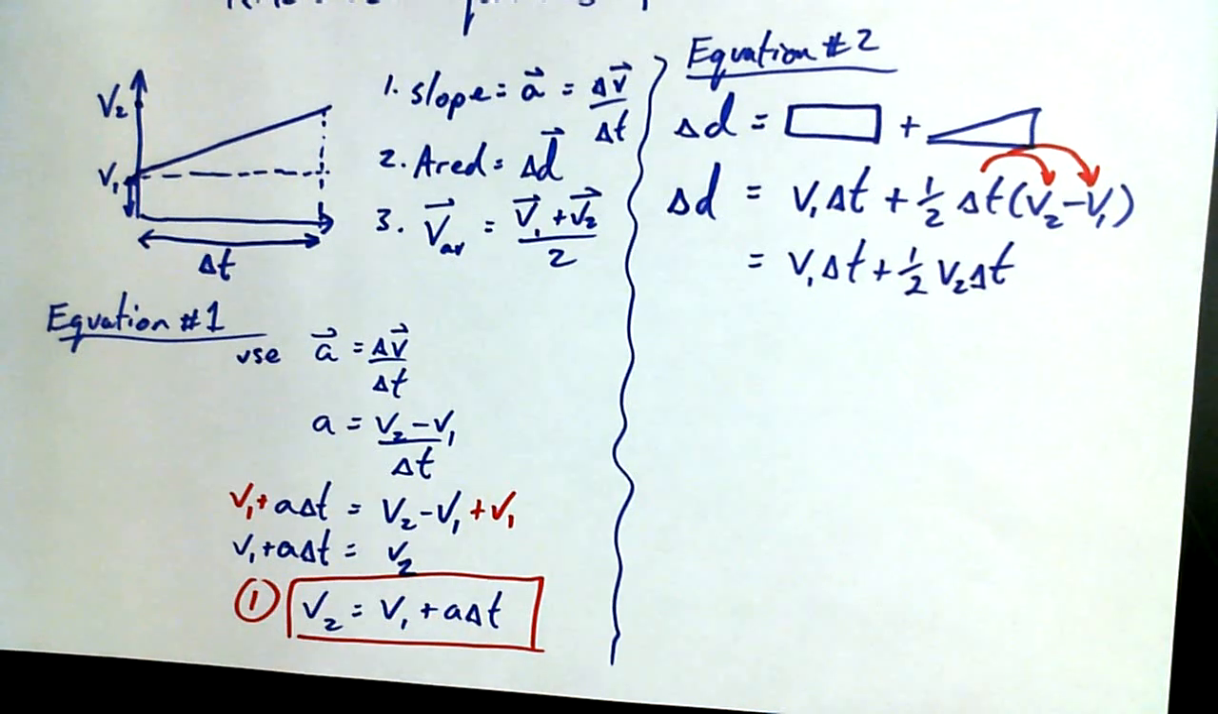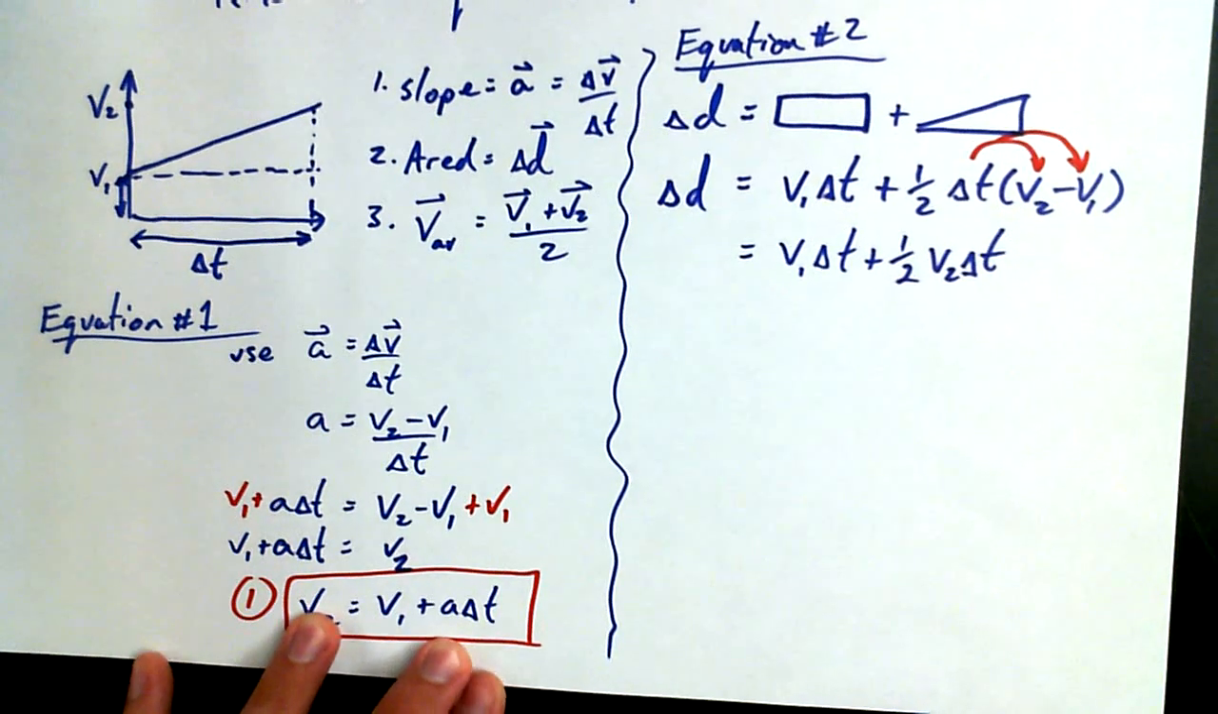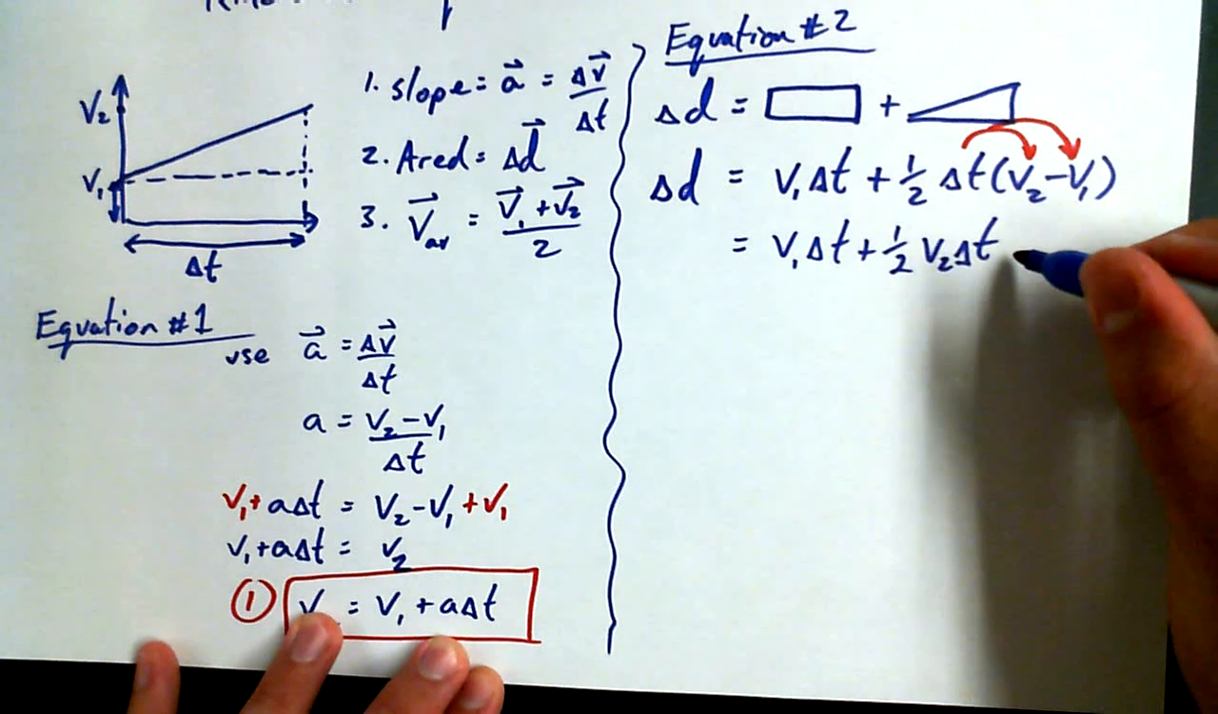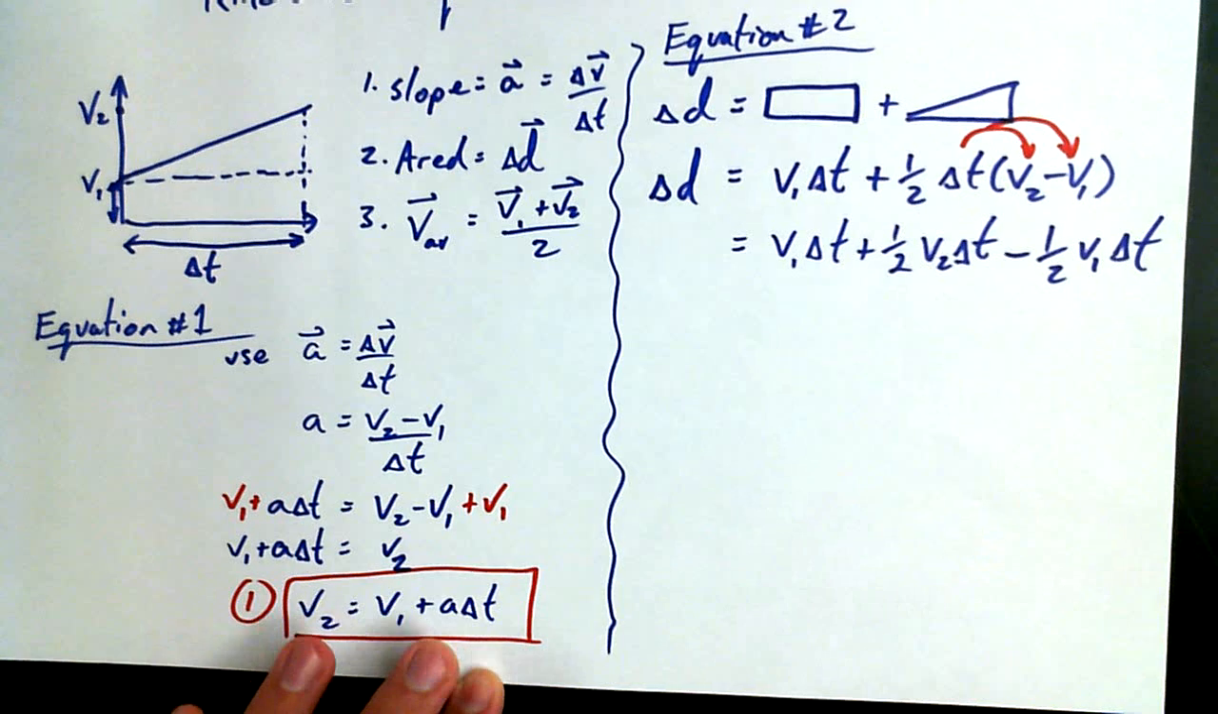No matter what order we multiply these things together in, you'll get the same answer. And the reason I'm doing that is because I got a V and a T, a V and a T. We'll keep them in the same sequence for similarity. Minus 1/2 V1 delta t.